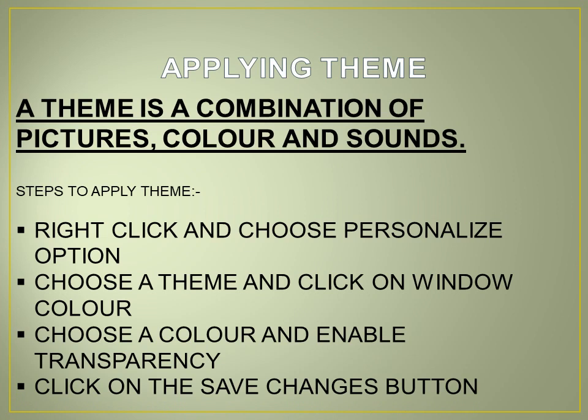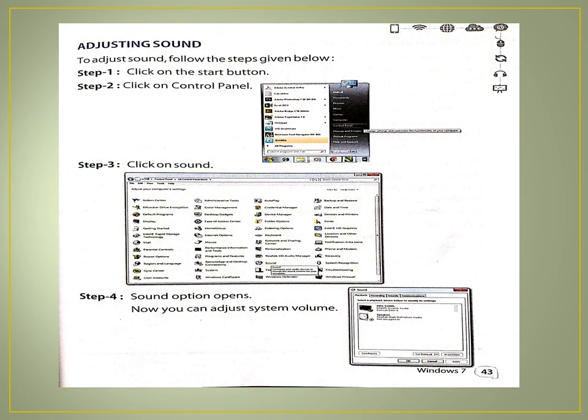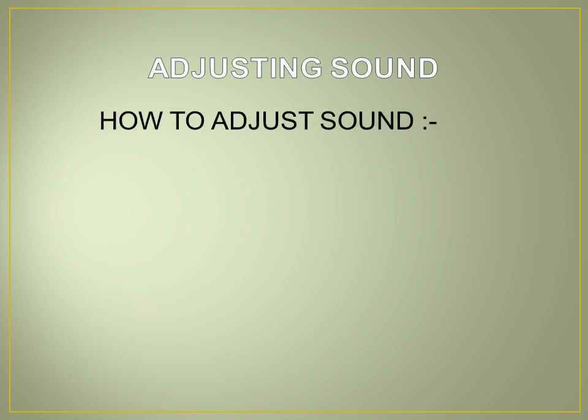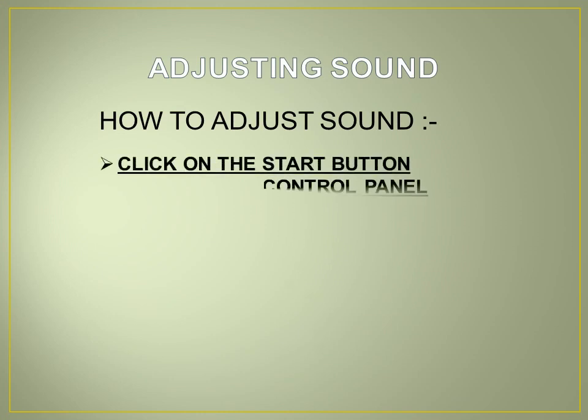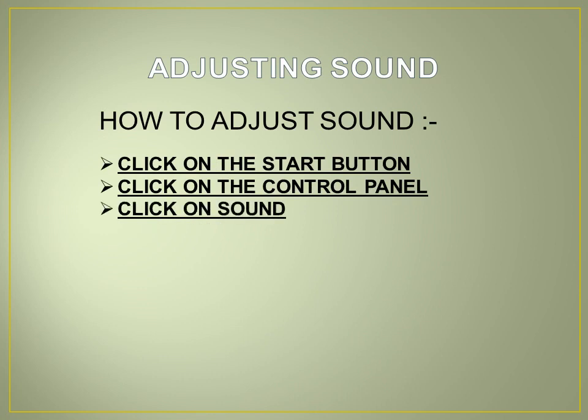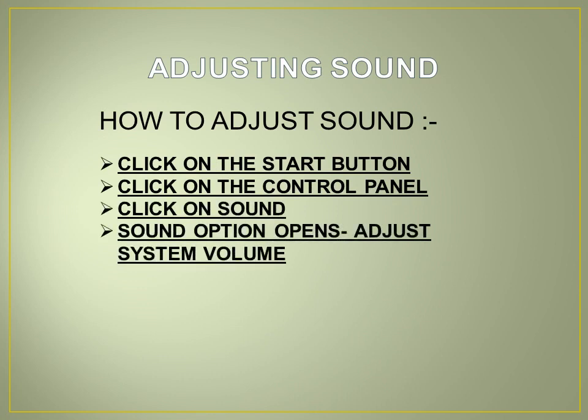Now we will move to page number 43. And our next topic is adjusting sound. Now there are simply 4 steps for adjusting sound. Let us see. Click on the Start button. Click on the Control panel. Click on Sound. Then Sound option will be opened and you will have to adjust system volume. These 4 steps if you can follow, you will be able to adjust sound.